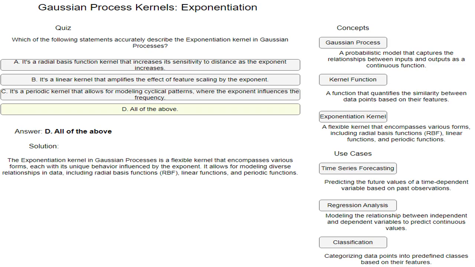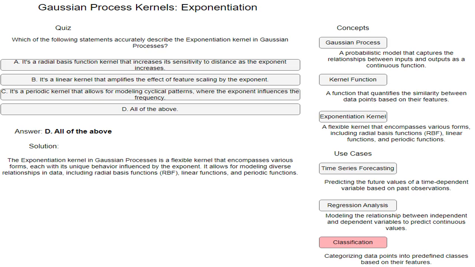A probabilistic model that captures the relationships between inputs and outputs as a continuous function. It allows for representing uncertainty in predictions and provides a framework for modeling complex dependencies between data points. Time series forecasting, regression analysis, classification, robotics, computer vision, drug discovery.